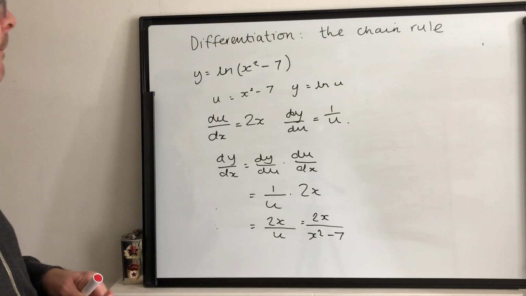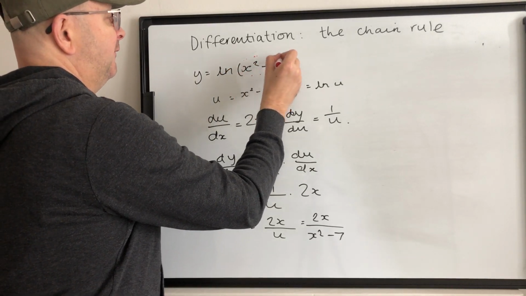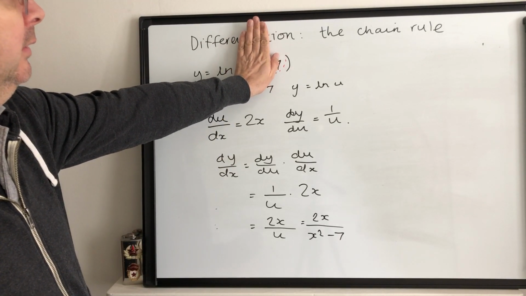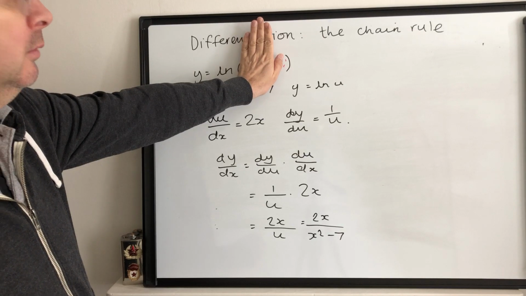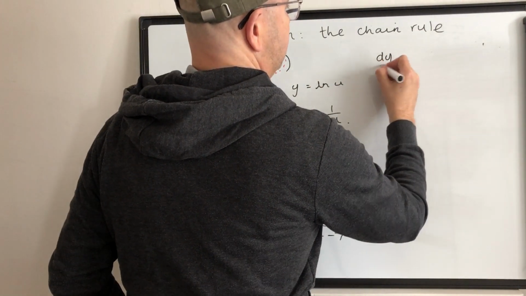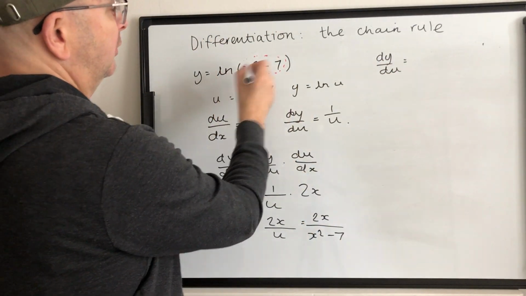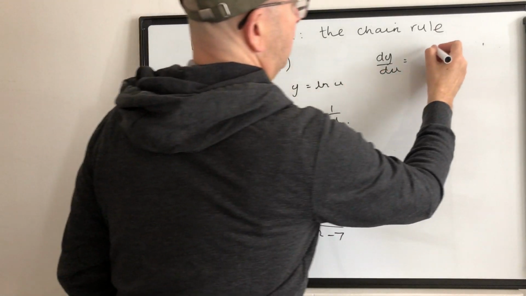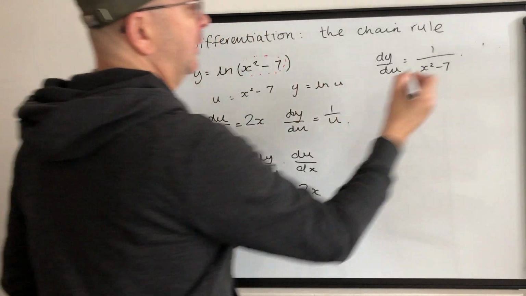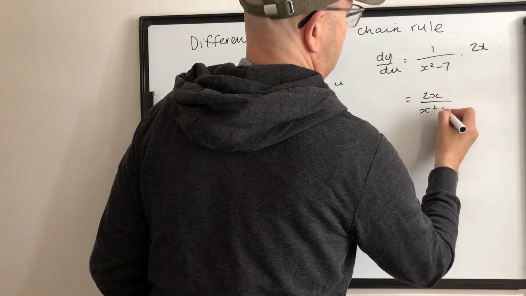Doing it the fast way, again, the centre of the function is that bit. So that's the bit that we put our finger over. So that's effectively like our u. So y is the natural log of u. So dy/du will be 1 over, natural log differentiates to 1 over, so 1 over x squared minus 7 times by that differentiated, which is 2x. So it's 2x over x squared minus 7.